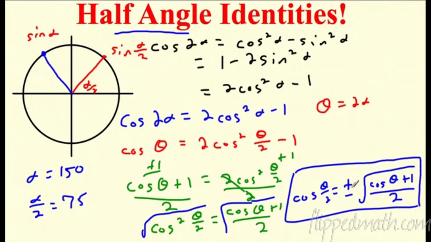The key to this is we're going to choose the plus or minus. It all has to do with what quadrant you're going to end up in. Just like I started in quadrant 2, I ended in 1, so I'm going to have to choose what the cosine value is over there. So that is our first one.